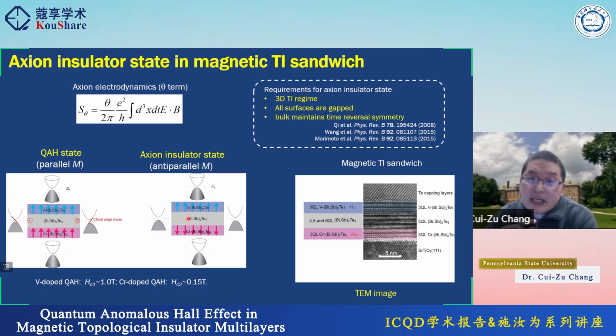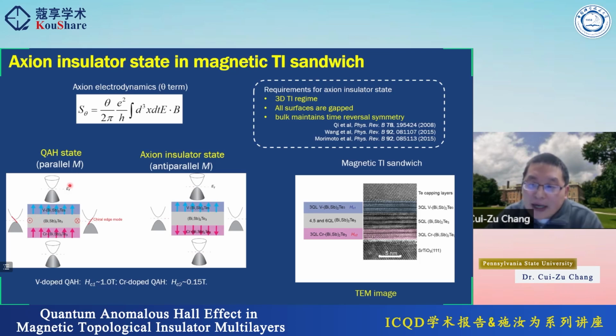As I just introduced, the quantum anomalous Hall effect has been realized in the chromium and vanadium doped TI systems. And these two systems have different Hc. Actually, this gives us the opportunity to fabricate the axion insulator state. So we fabricate this sandwich heterostructure. The top and bottom layers are chromium and vanadium doped TI, and the middle layer is undoped TI.